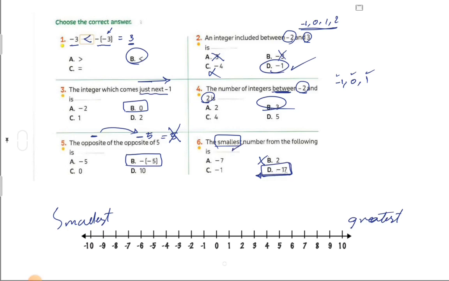You will find negative 17 just here on the number line. But negative 1 is to the right, negative 7 is to the right, and 2 is to the right. So negative 17 will be the smallest.